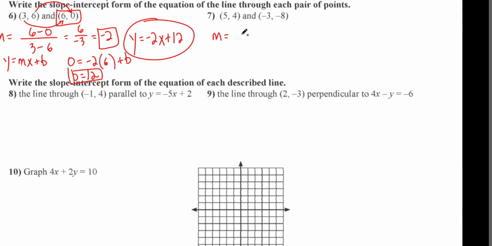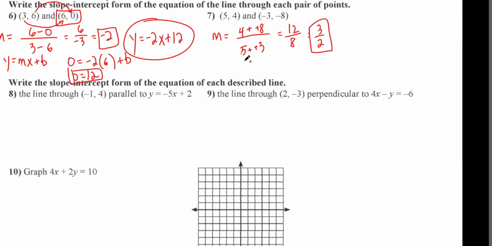Everybody watch. So we find the slope. It's going to be 4 minus negative 8, and then it's going to be 5 minus what? Negative 3. Minus a negative is plus, that's 12. Minus a negative right here is plus, so that's 8. We simplify it. 4 goes into both of those, right? 3 times, 2 times. So that's your slope. Just leave it like that. Don't make it 1.5. Keep it 3 over 2.